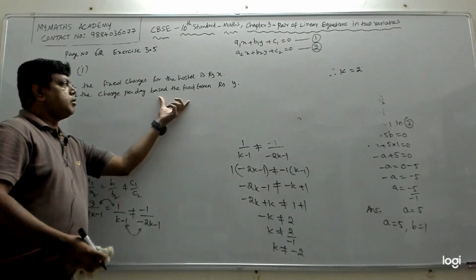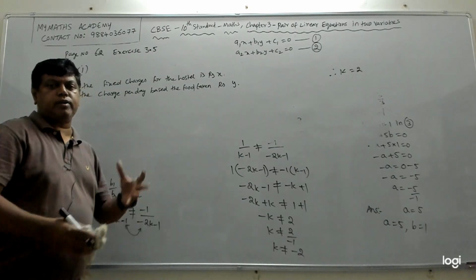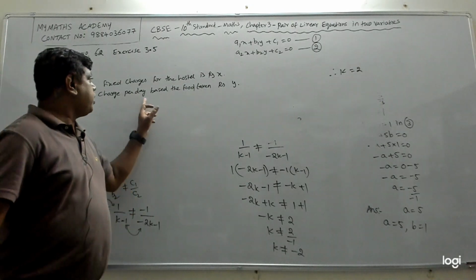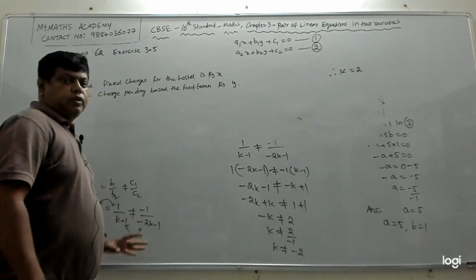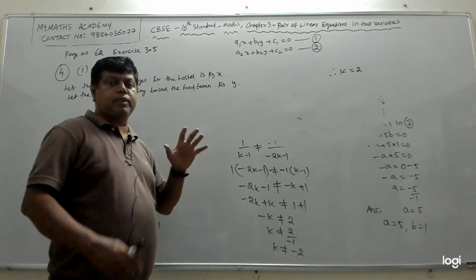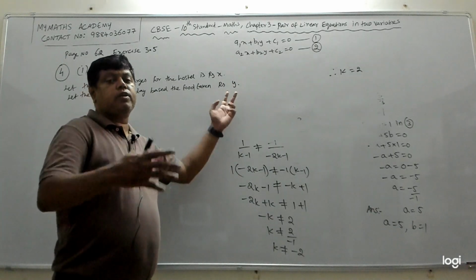Charge per day based on the food taken, however many days. For one day, if you take the food, it is y rupees. If you take the food for 5 days, it is 5y. So this charge is based on the number of days you have taken the food.